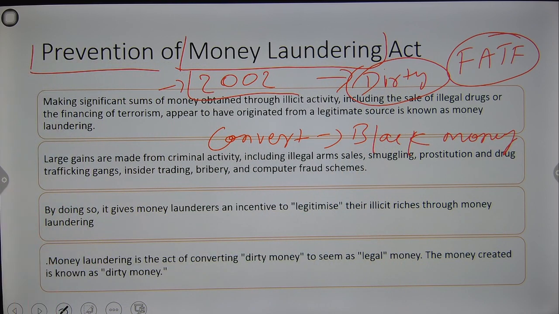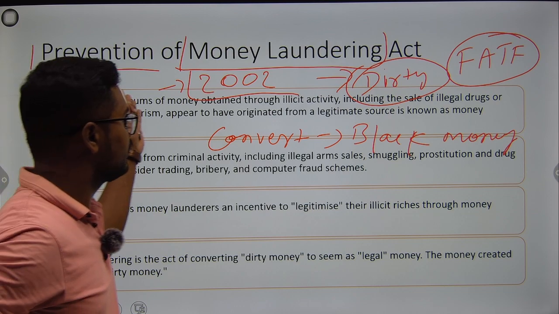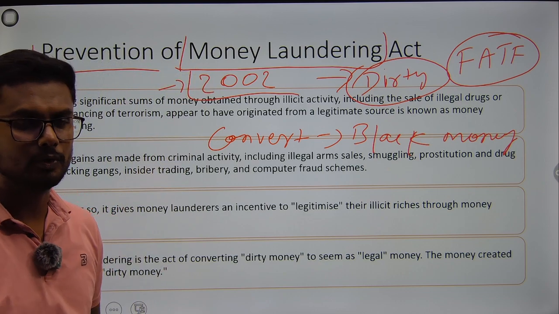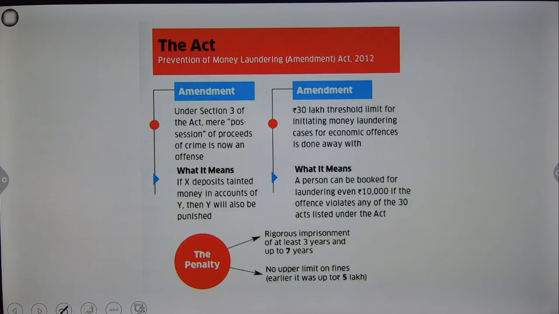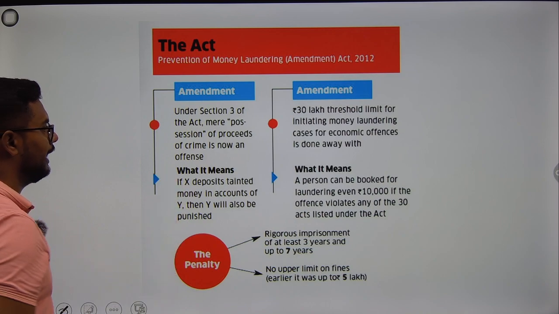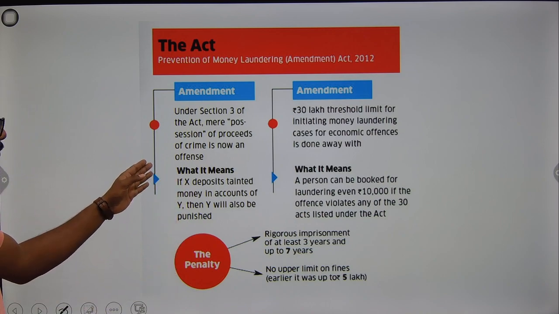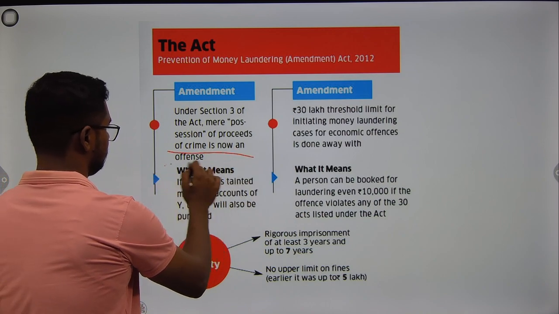So those entities or persons who are involved in this process can be booked under this act, that is the Prevention of Money Laundering Act, which was passed in 2002, right? And it was amended in 2012. Based on these amendments, a few changes have been made. First one is under section 3 of the act, mere possession of proceeds of crime is now an offence.